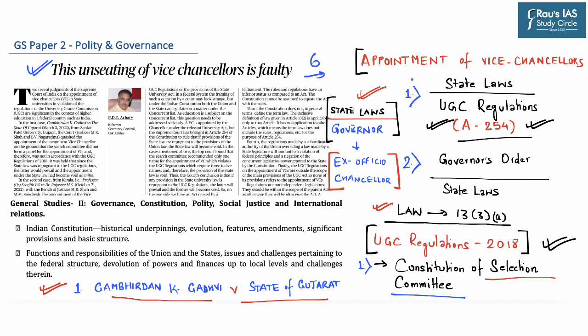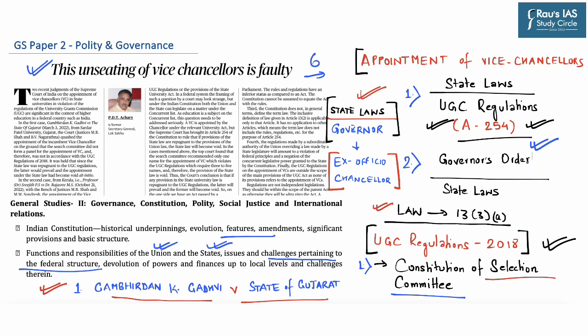This article not only deals with the statutory powers of the governor with respect to state university laws, but also with the federal relation or the federal balance between union and states. Accordingly, under GS paper 2, this topic gets covered under salient features of the Indian Constitution and also functions and responsibilities of the union and states, along with issues and challenges pertaining to the federal structure. So in this backdrop of appointment of vice chancellors and which law gains supremacy, this article represents a critical analysis of the Supreme Court judgment, especially with respect to its understanding of repugnancy under Article 254 of the Indian Constitution.